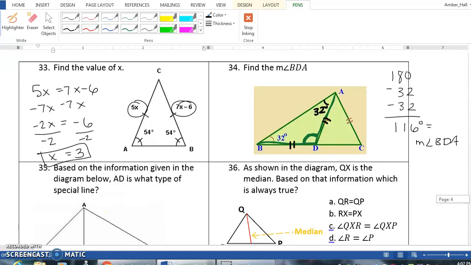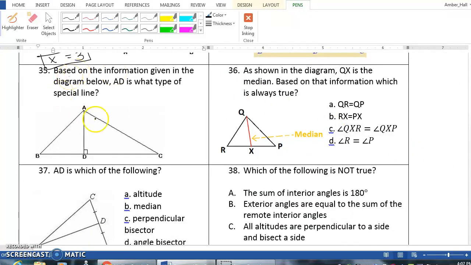Number 35. Based on the information given in the diagram below, AD is what type of special line? Well, I see that it goes through the vertex, and it also creates a 90-degree angle. Of our special lines, this has to be an altitude.